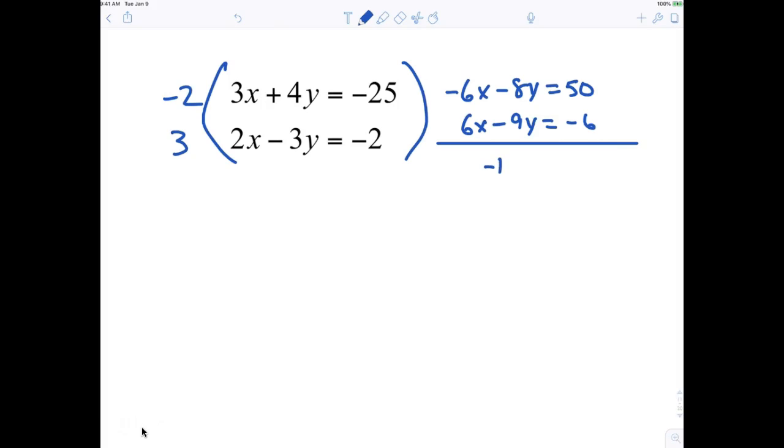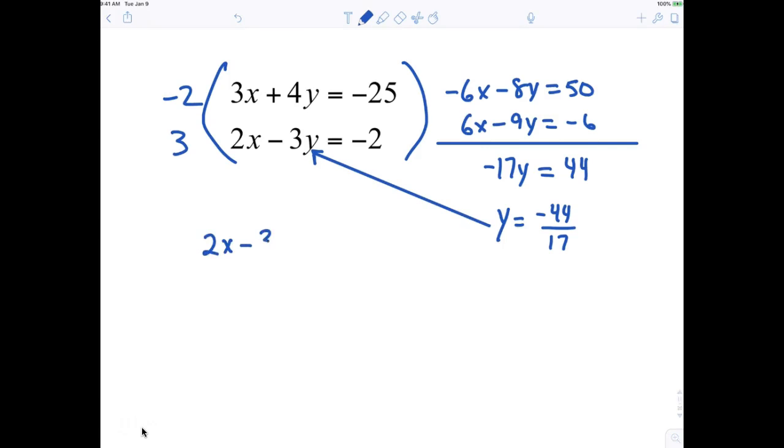So now I have -17y is equal to 44. So y is equal to -44 over 17. Is everybody happy with that? Everybody good? All right, so now it's annoying. So here we go. I'm going to plug y into here, right there. Now 2x minus 3 times -44 over 17 equals -2.